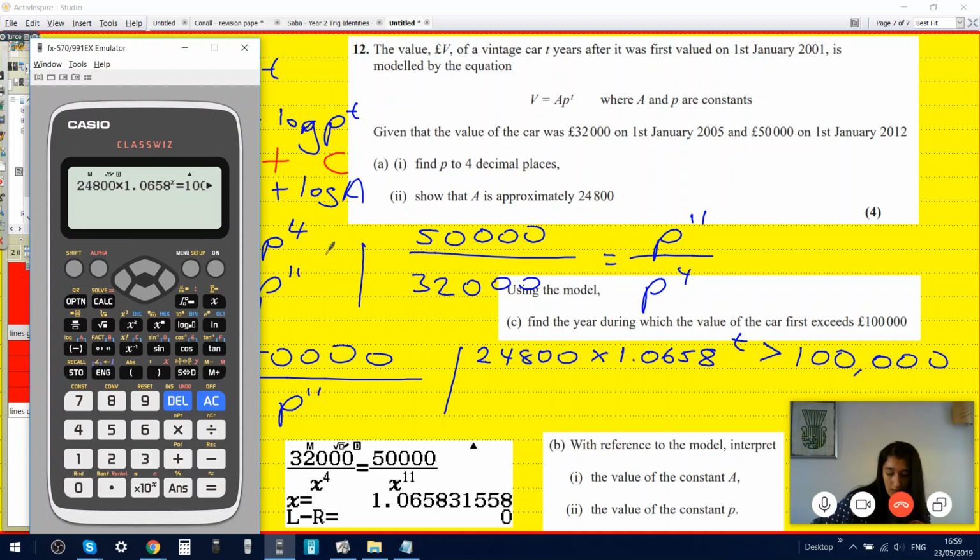Can we do like logs or something? This is kind of hard to do. So you'd have to take logs of both sides, or just put it in your calculator and press solve.